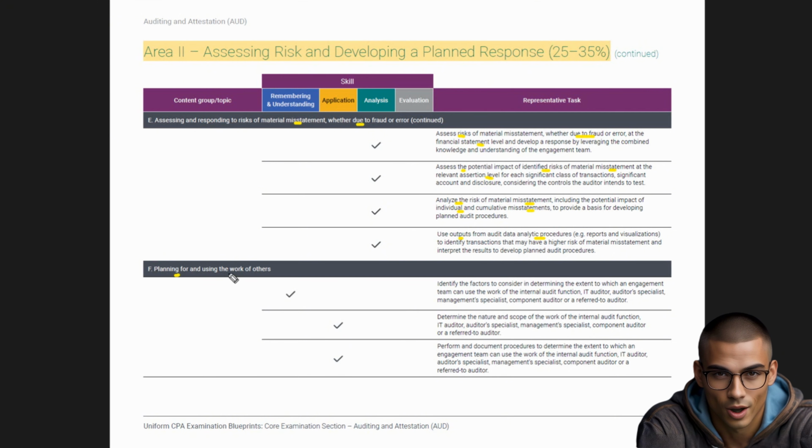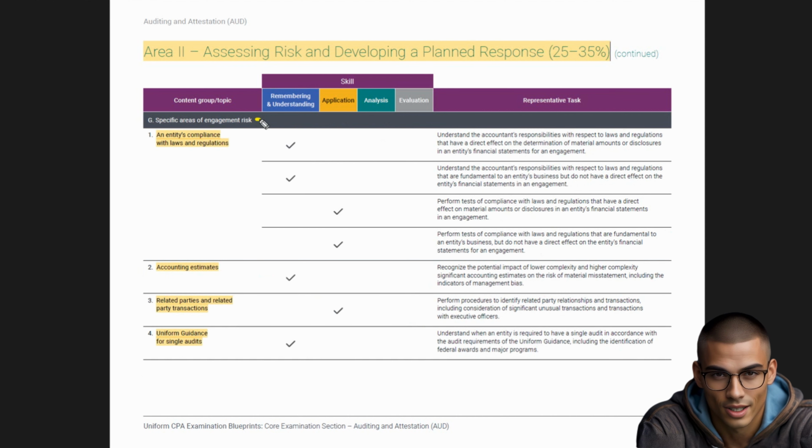Next, we have planning for and using the work of others, where you'll need to be able to identify the factors to consider in determining the extent to which an engagement team can use the work of the internal audit function and IT auditors and auditor specialists. You'll also need to be able to determine the nature and the scope of the work of the internal audit function. You also need to be able to perform and document procedures to determine the extent to which an engagement team can use the work of the internal audit function.